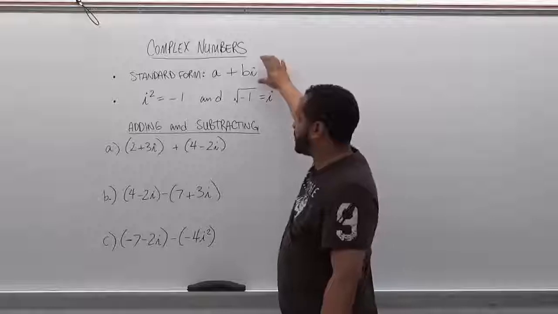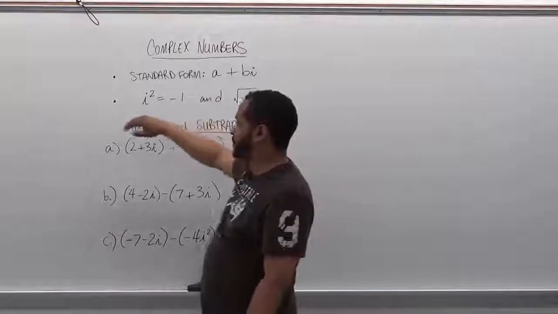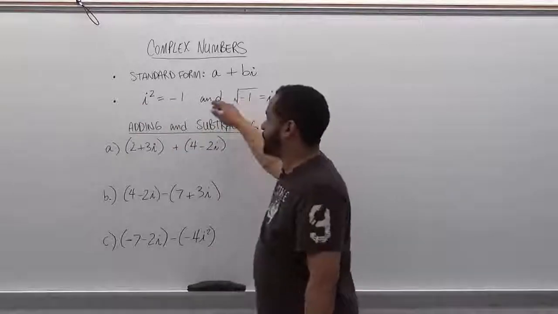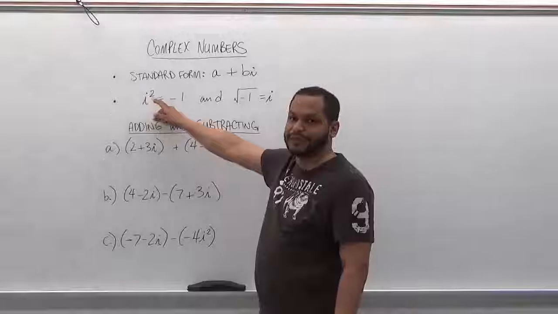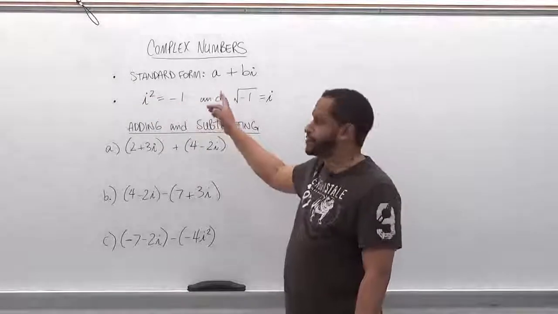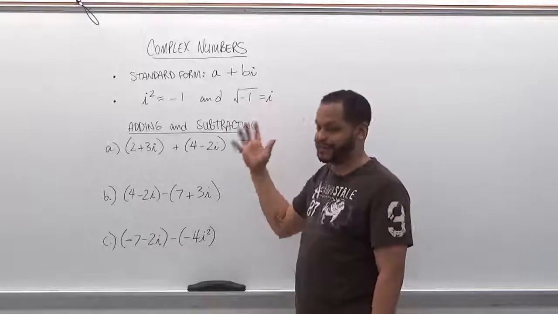Now, besides knowing how to put our solutions for complex number problems, we also have to keep two ideas in mind. One is, whenever we square the i term, the imaginary term, we get -1. Also, taking the square root of a -1, or a negative term, gives us an imaginary term.